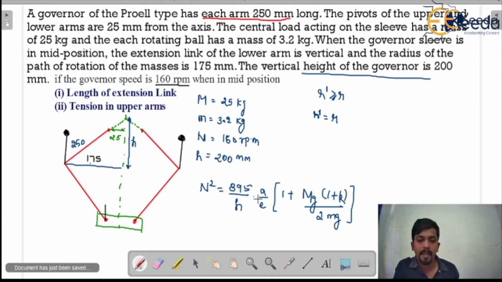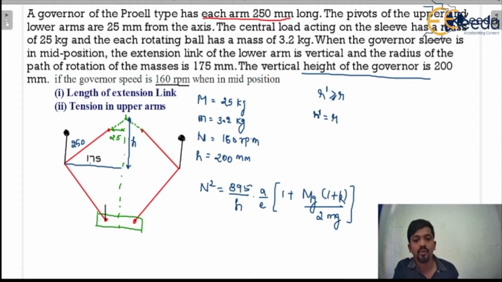Now see here, the lengths a, e and h are all in meter. Don't put the values in millimeter. You just have to understand this: all the data in this formula we have to put in meter. Okay, so now we have to calculate a and e, because h is already given in the question. We have to calculate the value of e.